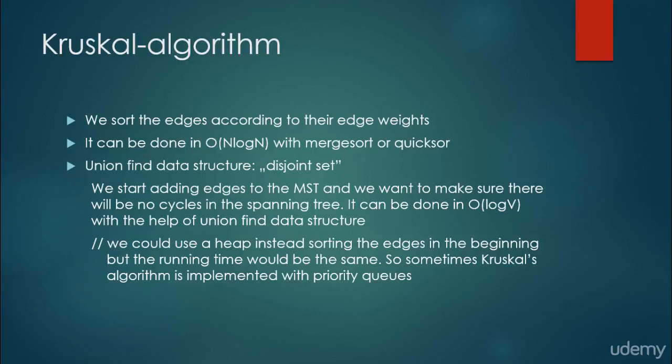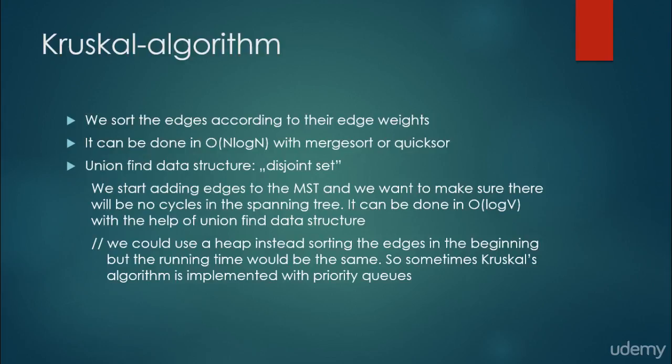First, we have to sort the edges according to their edge weights. It can be done in O(n log n) time complexity, where n denotes the number of items you want to sort. Of course, here n is equal to the number of edges because we want to sort the edges. So we can use merge sort or quicksort. Java uses merge sort in order to sort reference type objects and uses quicksort to sort primitives. So we are going to use merge sort.